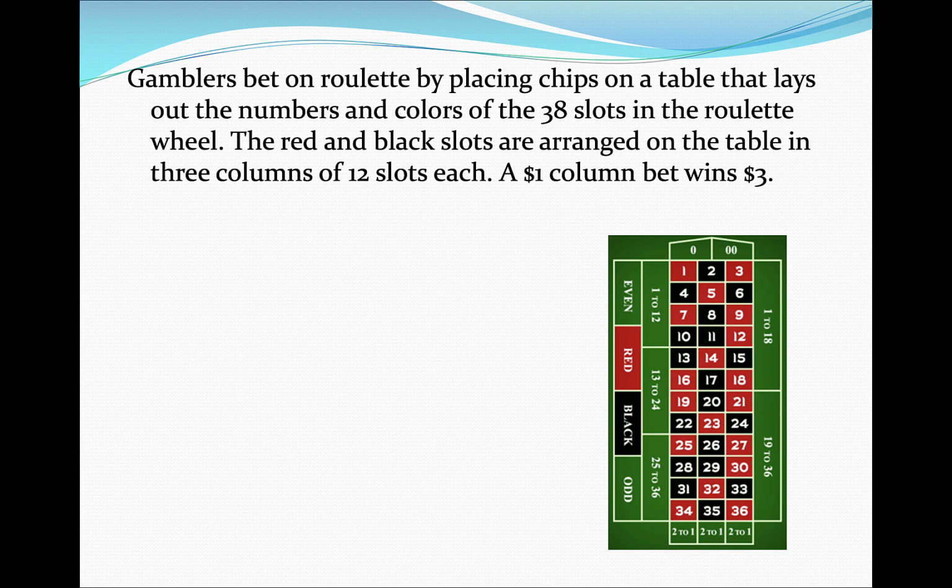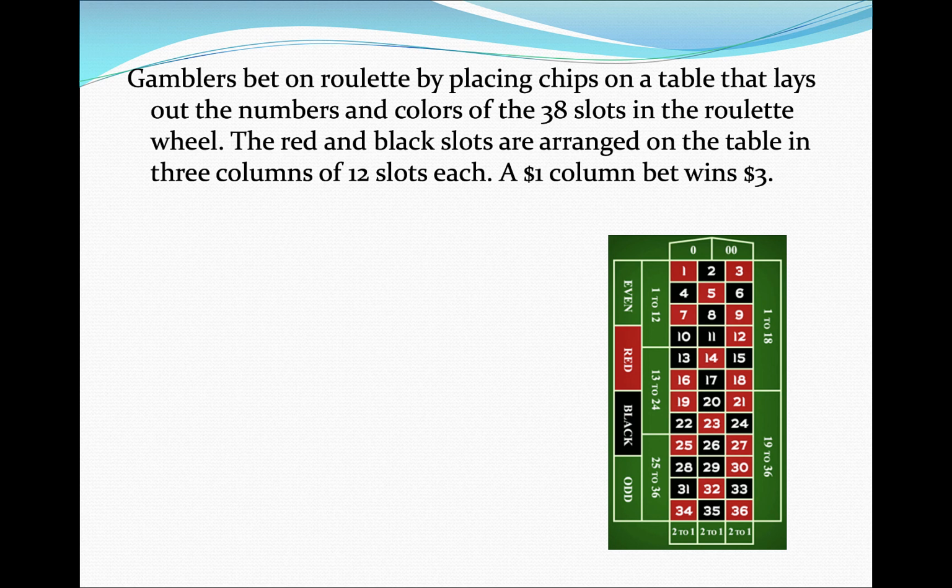So the red and black slots are arranged on the table in 3 columns of 12 slots each. So there are 12 slots in each column. The 0 and 00, the 2 green slots, are not in any of the columns. And that's ultimately how they make their money: those 2 green slots mean that they are more likely to win than you are. That's basically where that 5 cents comes from.